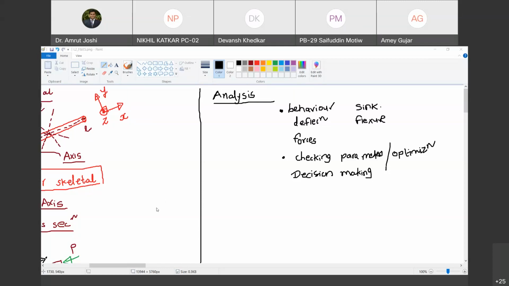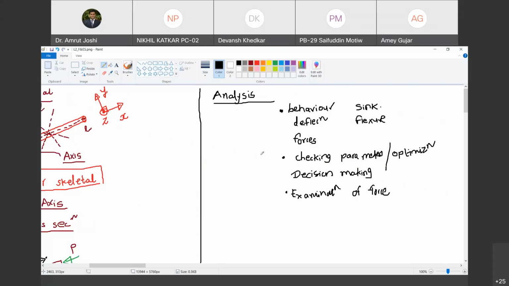Nikhil, C division, roll number 2. Nikhil, can you unmute? Yes, sir. Can you add something to this definition of analysis? Sir, analysis means examination: examination of forces, examination of the behavior of a member and all. Okay.